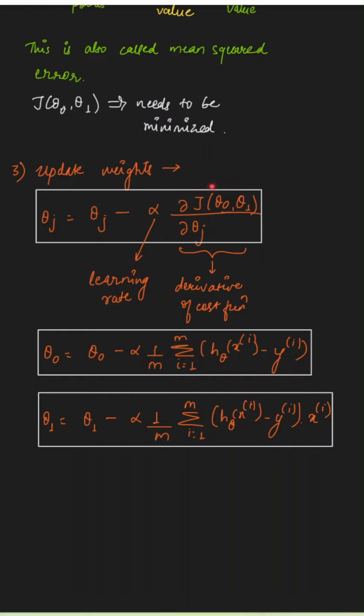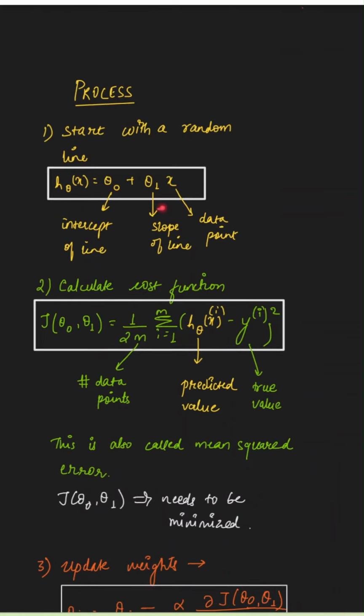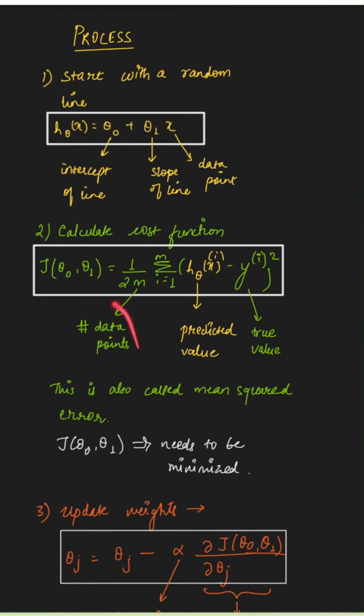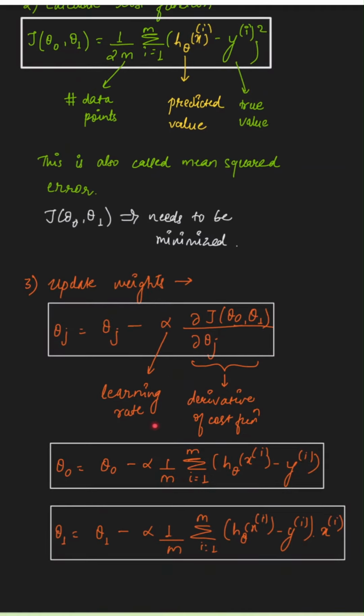Once we get these two updated values, we again go back to step 1, get the best fit line, calculate the cost function, and after finding the cost function, we again update these weights, and we keep on doing this till we reach the minimum cost function. And this optimization algorithm is called gradient descent.